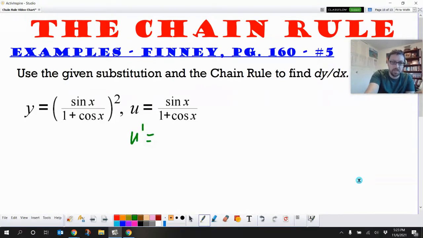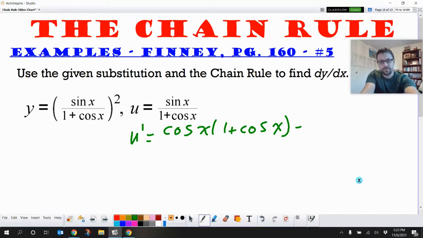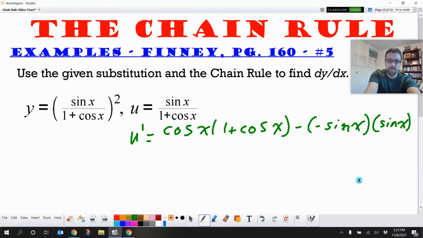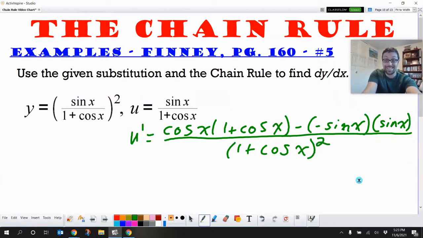So u prime is going to be the derivative of the top, which is cosine of x, multiplied by the bottom, 1 plus cosine x, minus the derivative of the bottom. Derivative of 1 is 0. Derivative of cosine is negative sine, multiplied by the top, which is sine x. And then this is all over that denominator squared. This is just the inside. Oh, man.